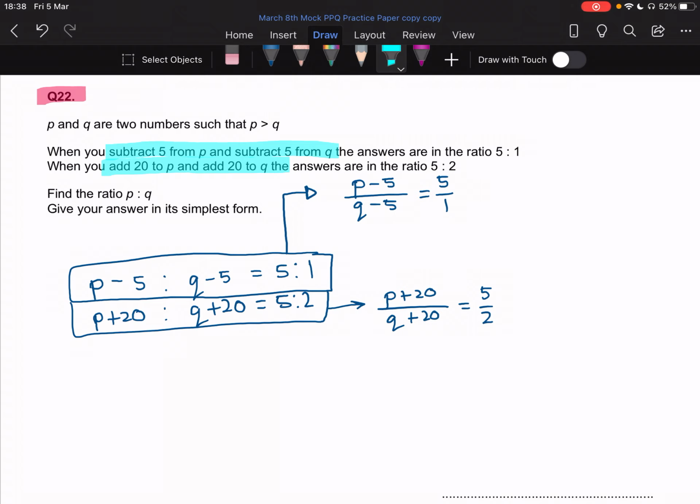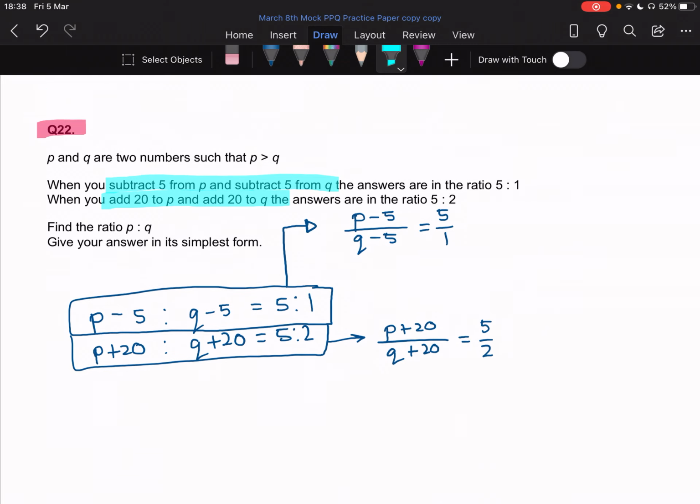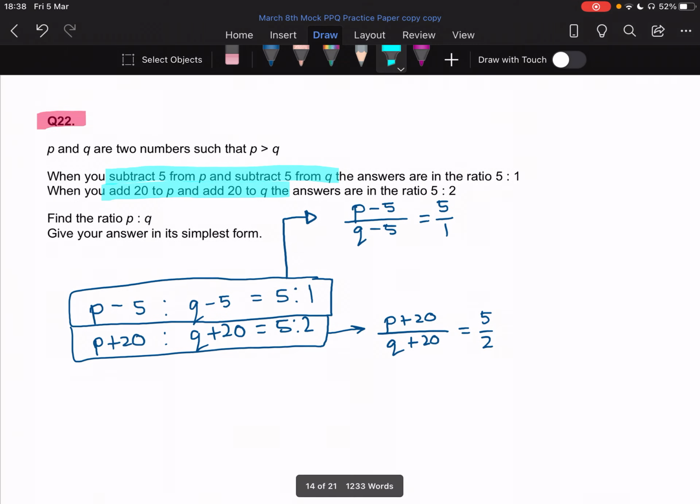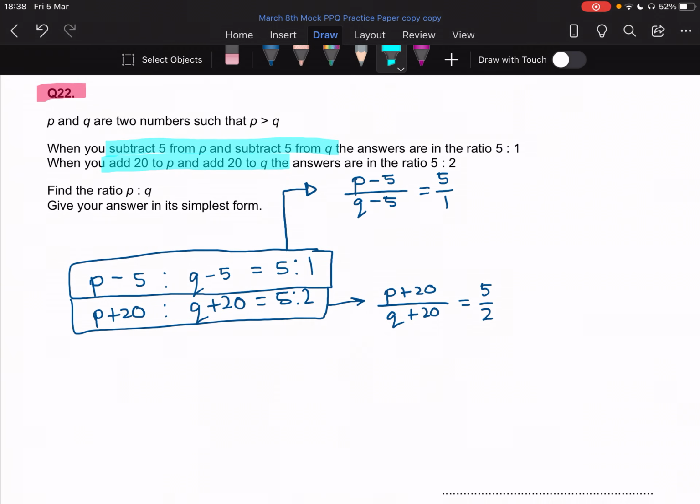I'm kind of imagining that this is going to ask me to do simultaneous equations because I've got two unknowns and two equations really. So I'm going to try to make them look a bit more simultaneous equation-y. So I cross multiply like I said, which is what I mean by cross multiplying. So I do P minus 5 times 1, and then I do Q minus 5 times 5.